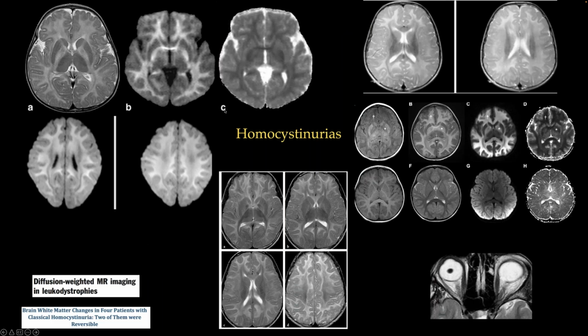Based on the diffusion pattern, I also thought of homocystinuria as a possibility, but if you see the restricted diffusion in homocystinuria, it is pretty uniform and there is no sparing of the deep white matter. But white matter changes can be seen in homocystinuria. There can also be gray matter involvement.